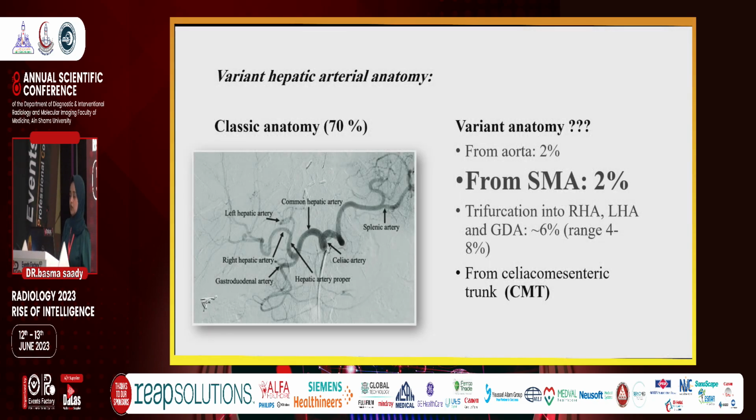So we can take a minute discussing the normal hepatic artery anatomy. In 70% of the cases, the hepatic artery arises from the celiac trunk along with the left gastric and the splenic artery. This is the classic presentation. But here in our study, the superior mesenteric artery gives rise to the common hepatic artery along with the gastroduodenal artery, which only represents 2% of the general population.